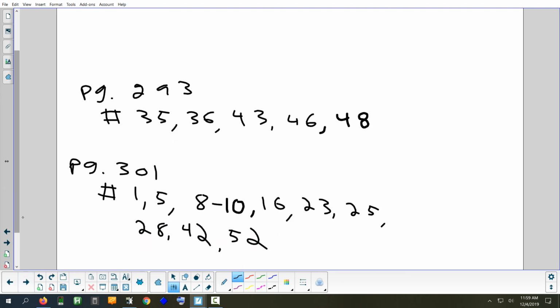All right, so homework tonight will be page 293. That's the first part we did with using the calculator. And the second part is page 301. And that's on graphing logs, and I think there's one problem in there with the Richter scale.